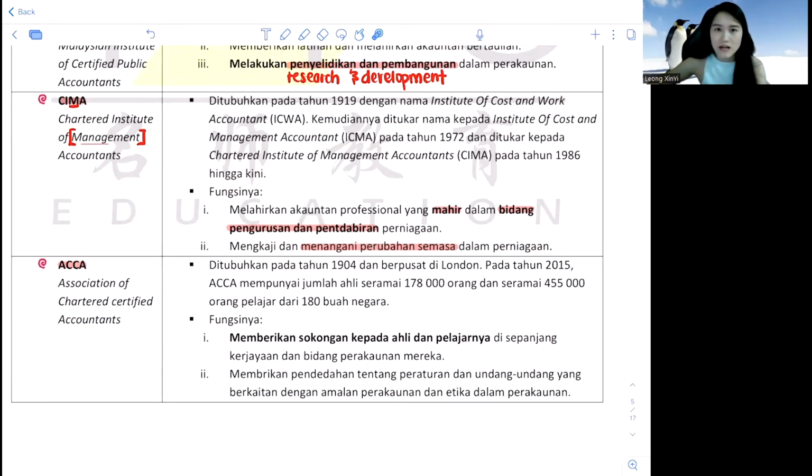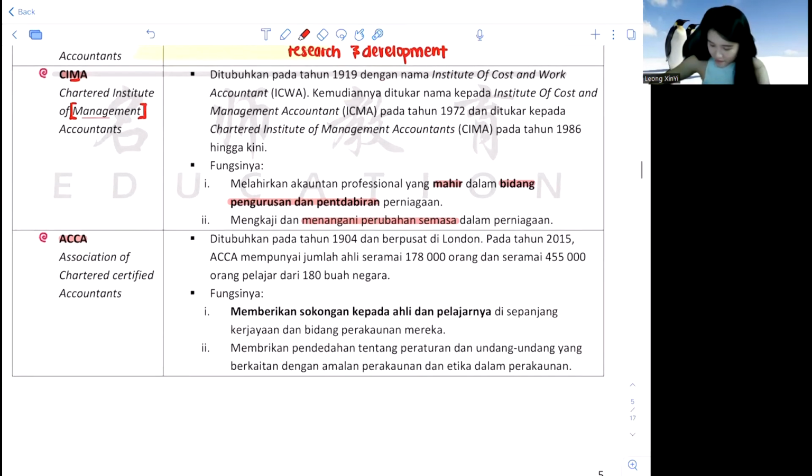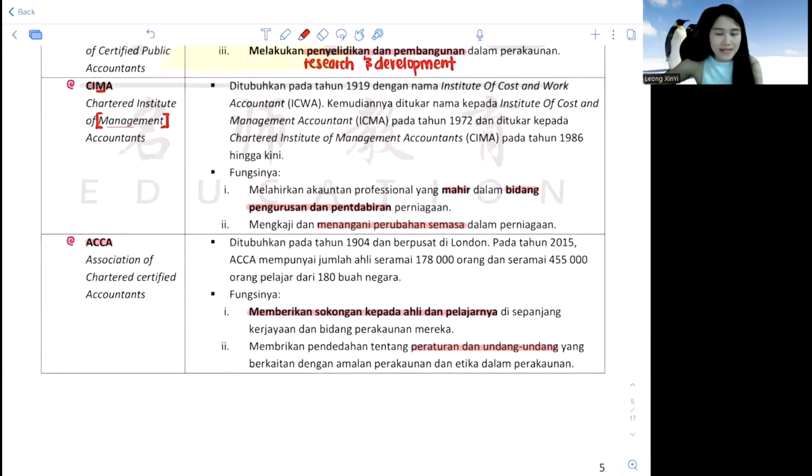It's like a club. Like in your school, you have co-curriculum, right? So like a club like that. So you pay for membership fee. Okay, now ACCA does this. They give sokongan kepada ahli dan pelajarnya, and also they will teach you about all the rules and regulations in accountancy. Okay, so that's it for your badan perakaunan.